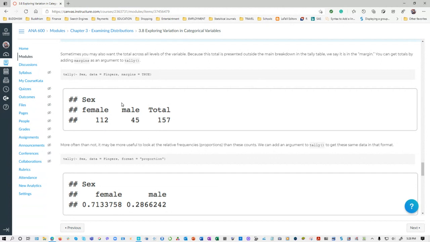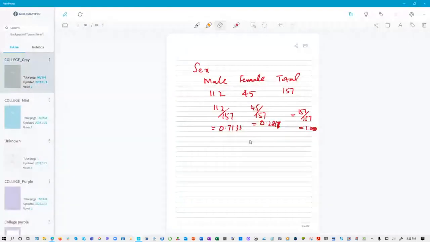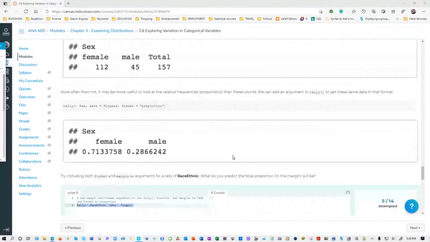That's what we are trying to do in all of these. You have 112 and 45, and the sum is this one. And since it's a proportion, you can do it this way and you can get the total. That's what you see over here, and you can sum them up too to get the total.